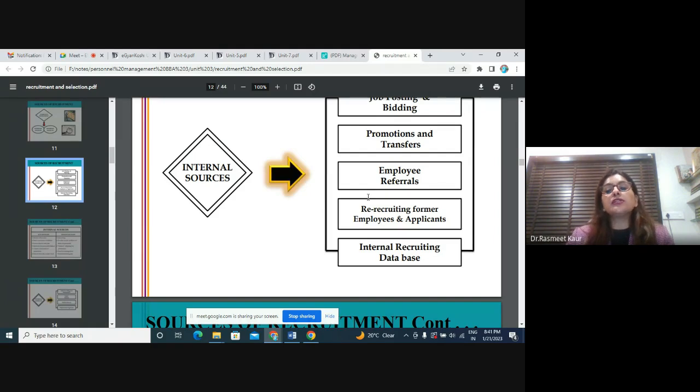Second, an internal source could be promotions and transfers. I think we have heard about these two terms. In a layman's language, a promotion is when a person goes vertically upward in the hierarchy. Transfers are when we move from one sister concern to another. So if a company has 3 or 4 different sister concerns, branches or subsidiaries, you can do internal recruitment by transferring HR from one company to the other branches and subsidiaries.